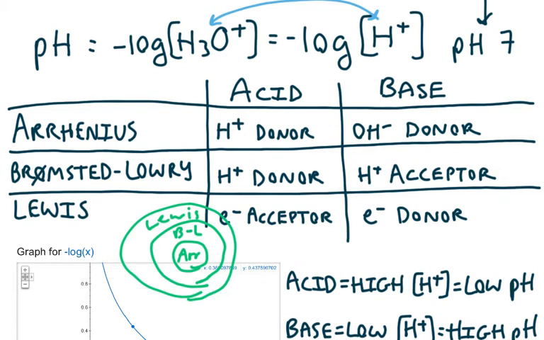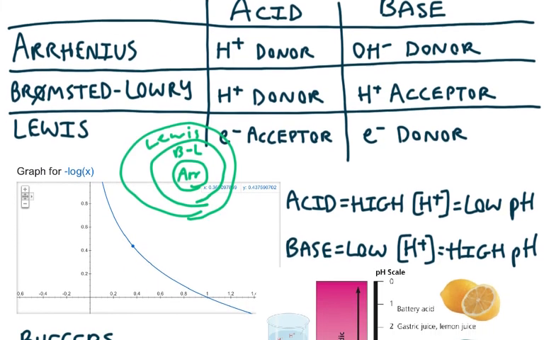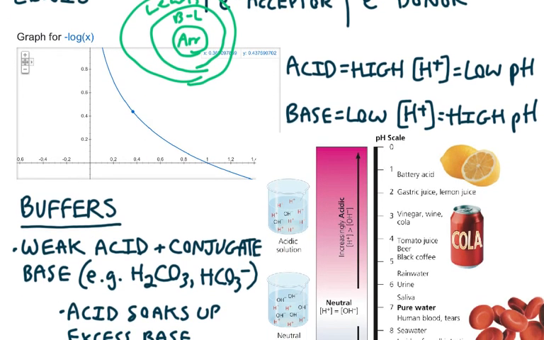So based on the definition that pH is the negative log of H+, this is the graph for y equals negative log of x, and we can see that as x goes up, the negative log of x goes down. So the pH scale is kind of backwards.